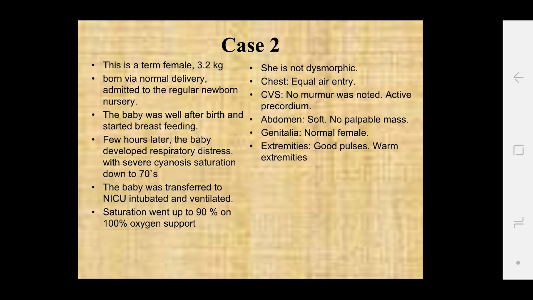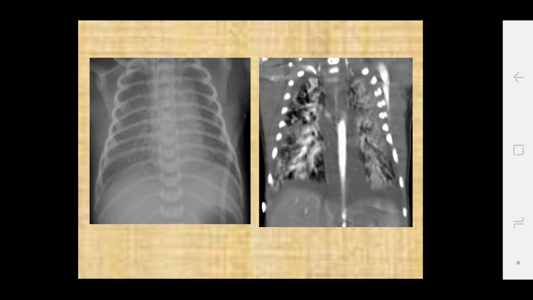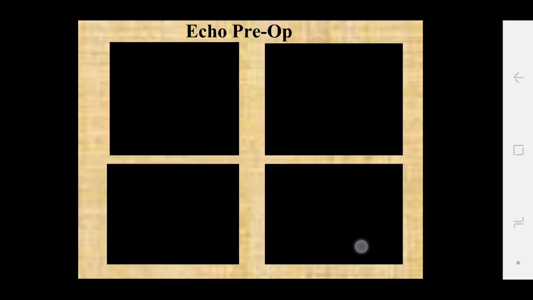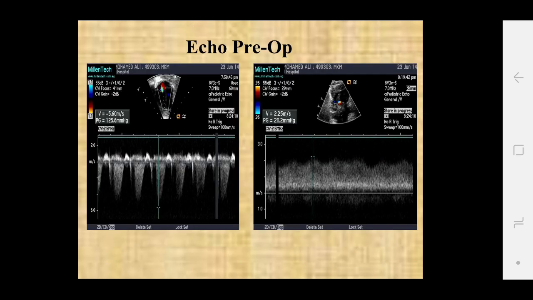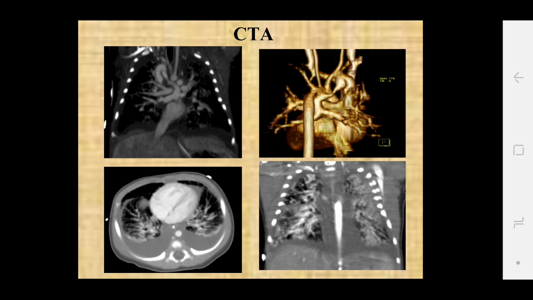Chest examination showed equal air entry and no adventitious sounds. Cardiovascular examination showed no murmur or active precordium. The rest of the examination was normal, with good pulses and warm extremities. On the X-ray, the patient deteriorated quickly, and the lungs became more and more congested and wet. And this is an image from the CT of the patient later on. This patient was diagnosed as supracardiac type with obstruction.